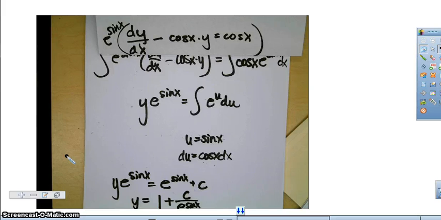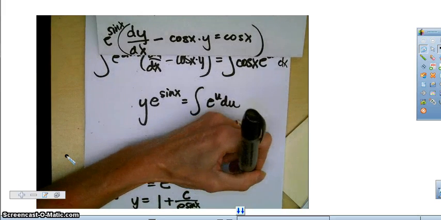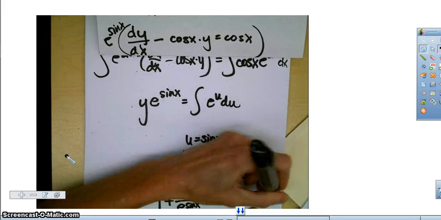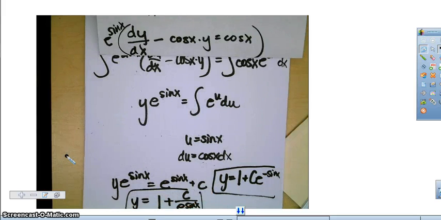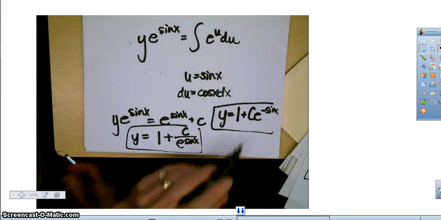Now, a way you might see that written is y equals 1 plus c e to the negative sine of x. That would be the same. You move that exponent to the top, it becomes negative. So either of those would have been, that's probably what Bob would have had.